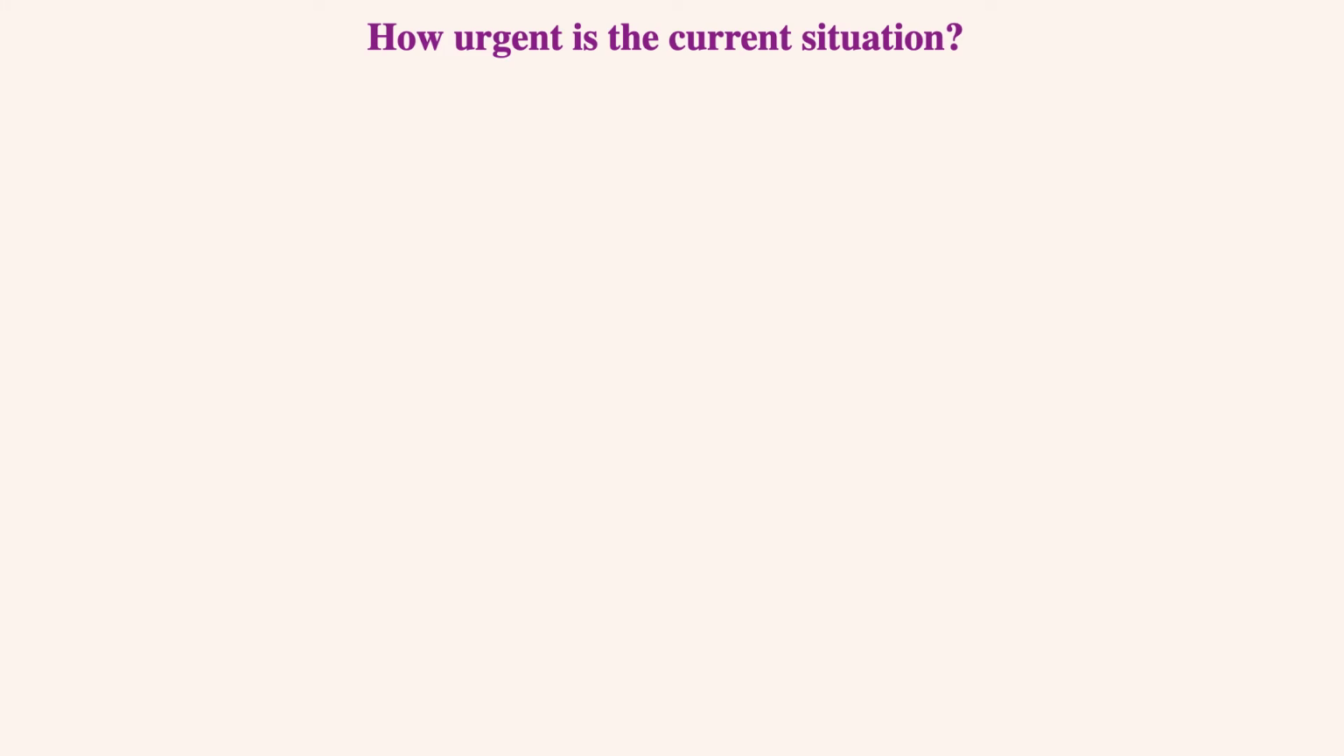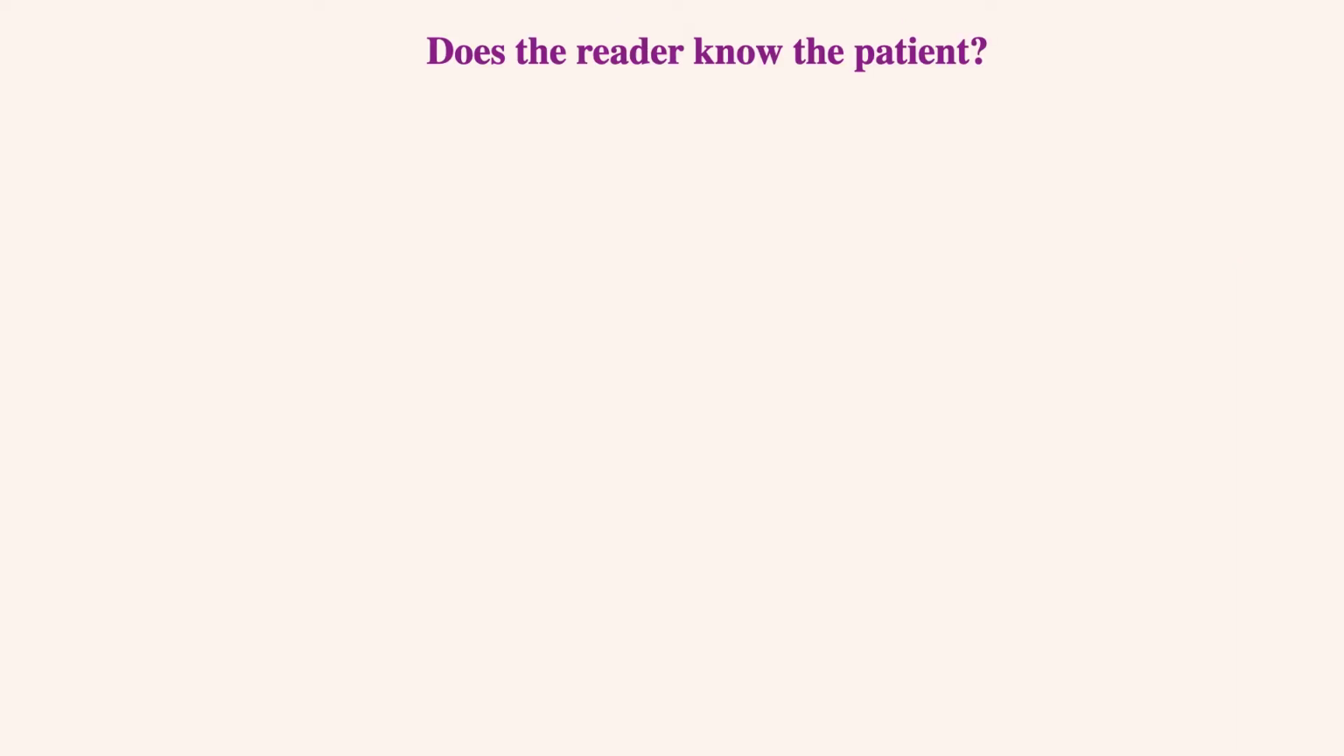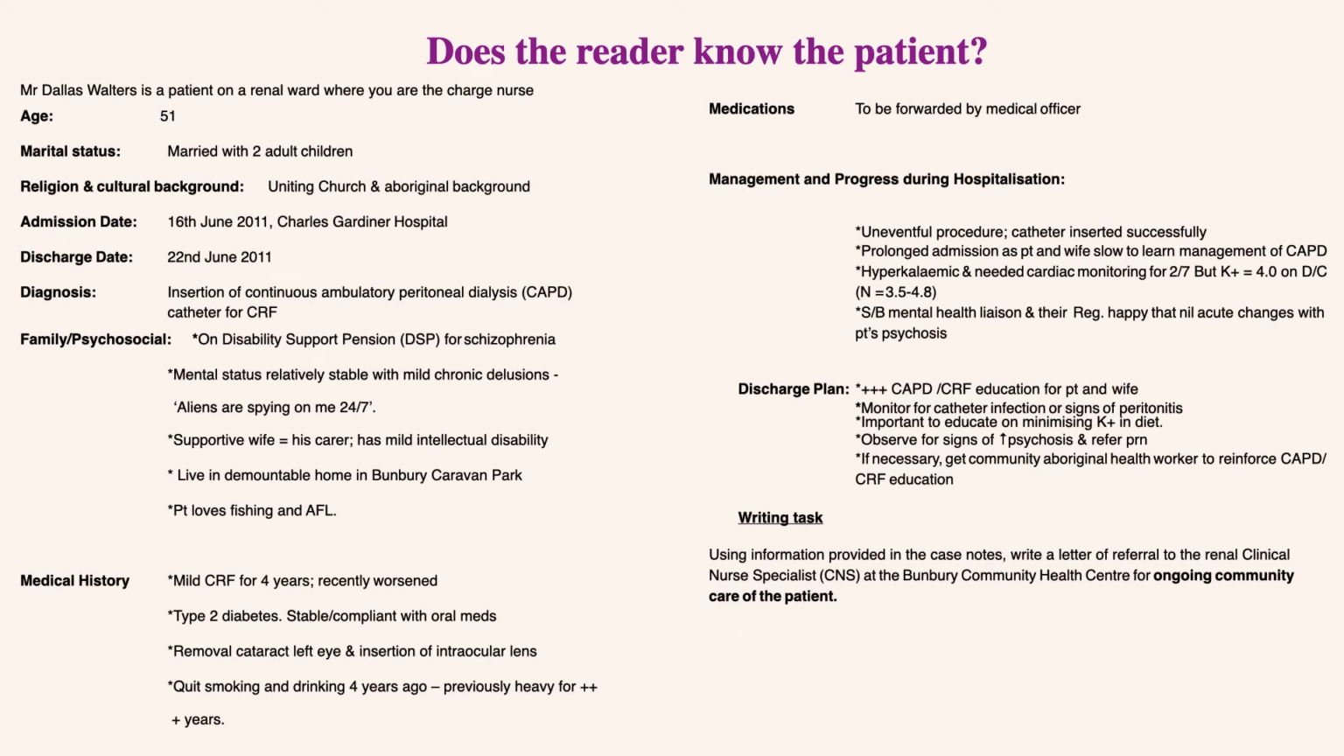Then how urgent is the current situation? Sometimes in the case notes, either in the discharge plan or in the writing task, it will be mentioned that the patient requires urgent attention or treatment or investigation. Then you have to include the urgency of the request in your letter. But in this case note, it is not mentioned. Check whether the reader knows the patient. You will get this information while reading the case note and the writing task. Check if the patient is going back to a care home or residential home, or are we writing to the patient's own doctor or GP.